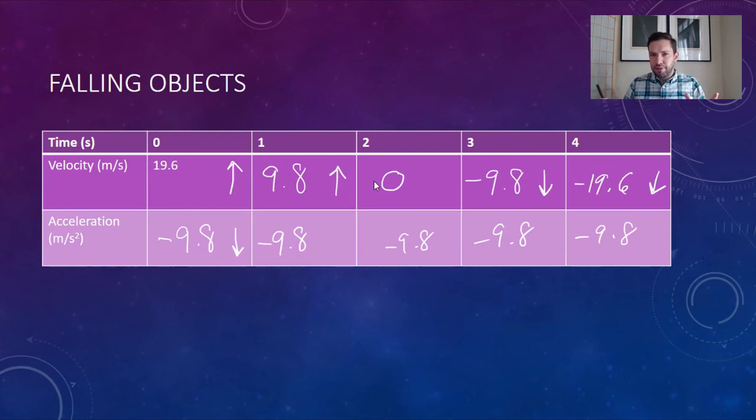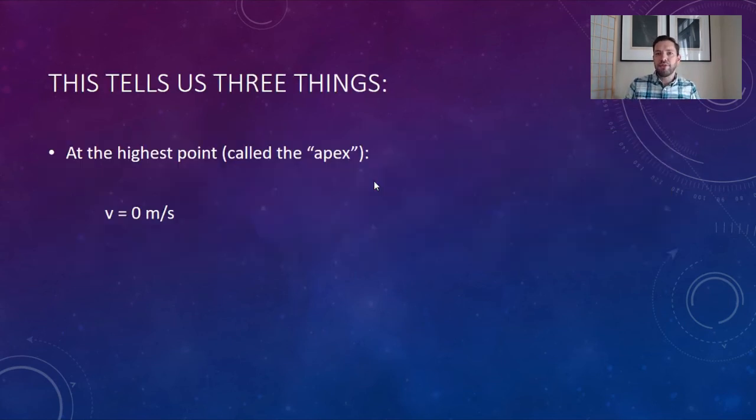This concept, this sort of thing that we just did, tells us 3 important things. The first thing is that at the highest point of that trajectory, the highest point in that path, which we call the apex, that's the sort of turnaround point. At that apex, just for a tiny, tiny fraction of a second, the velocity is actually 0 meters per second.